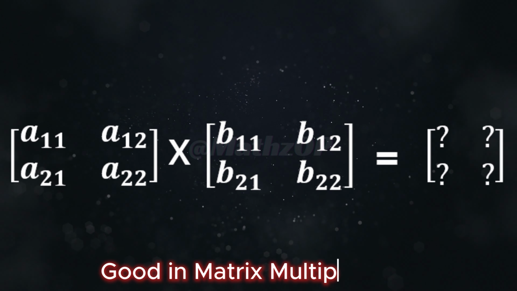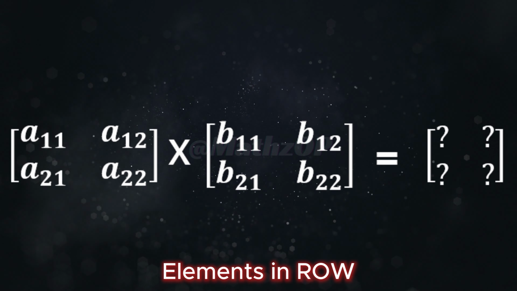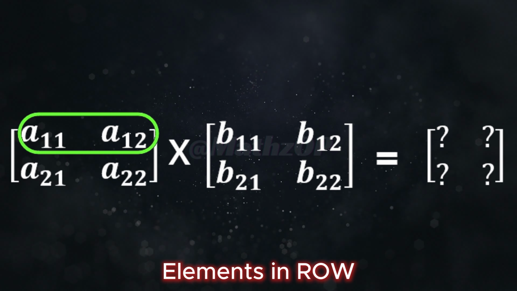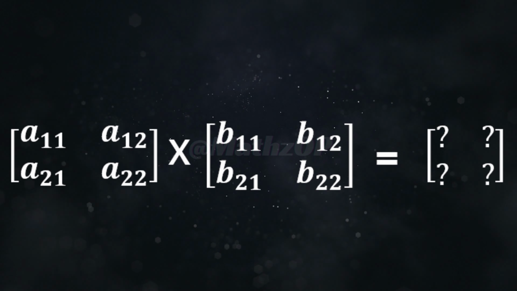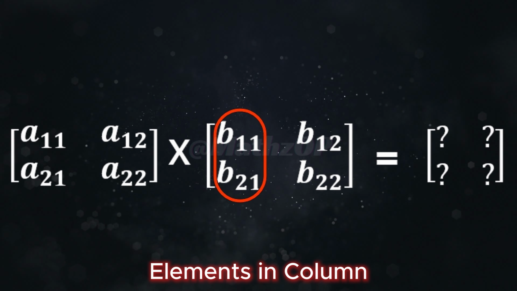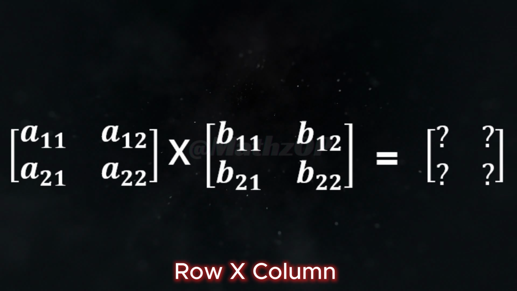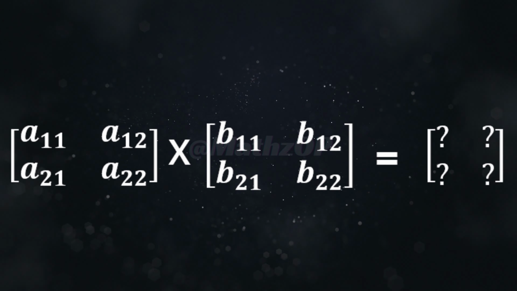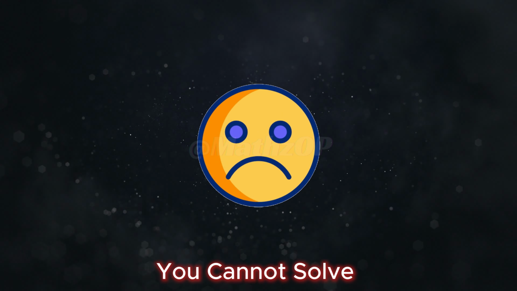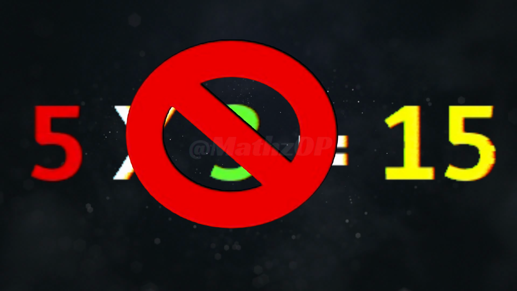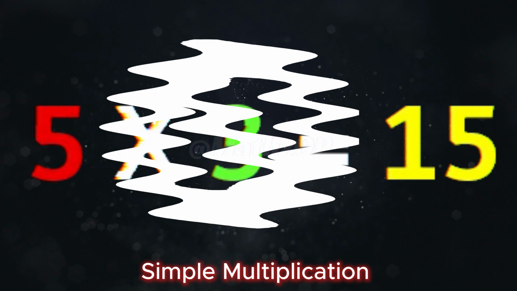To be good in matrix multiplication, you need to know how elements in the row of the first matrix are multiplied to the elements in the column of the second matrix. If you don't know how to do row and column multiplication, then add their products, you cannot solve matrix multiplication problems. It is not just simple multiplication between two numbers, it has many more steps to it.